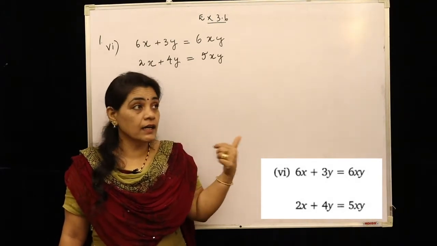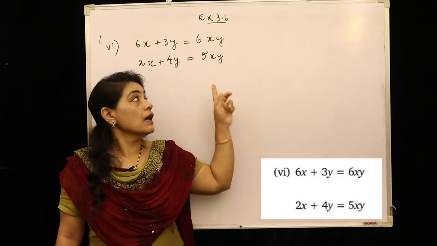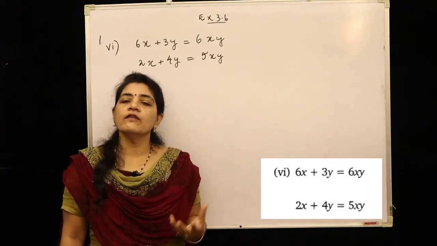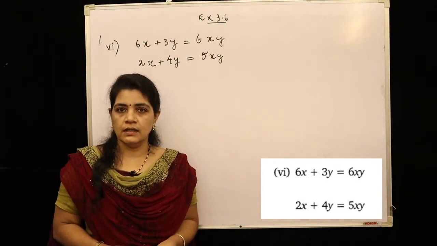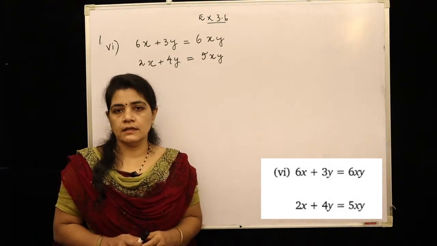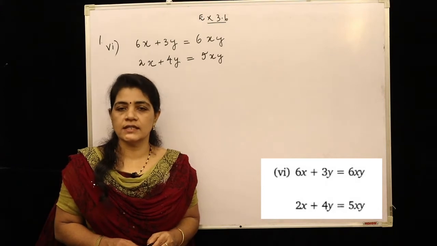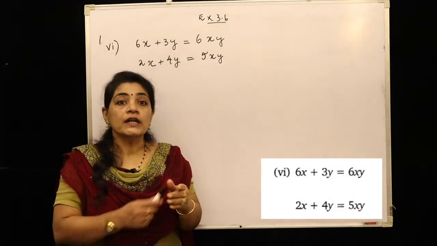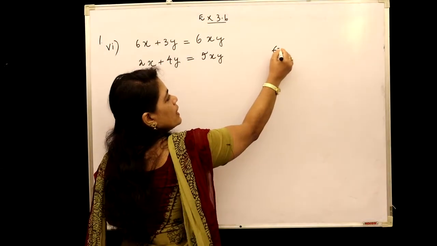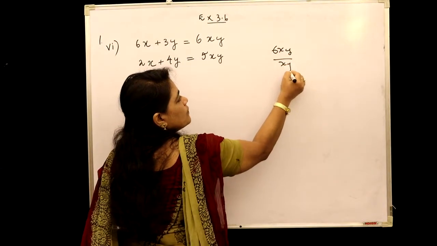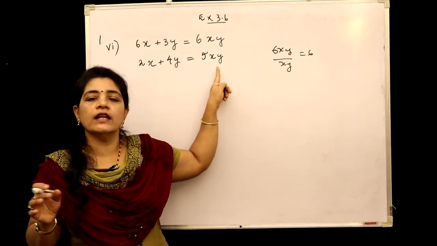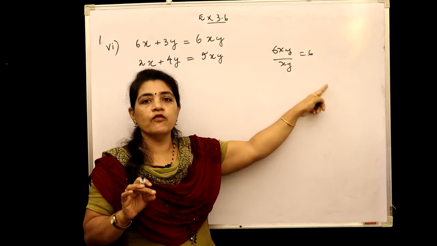But here in this case, what happened? The RHS is not a constant. So how can we make this RHS constant? We need only 6 alone in the RHS, that is a constant. So xy should be eliminated. That means we have to divide this 6xy by xy. This turns into 6 only. In the same way, 5xy divided by xy will become 5.